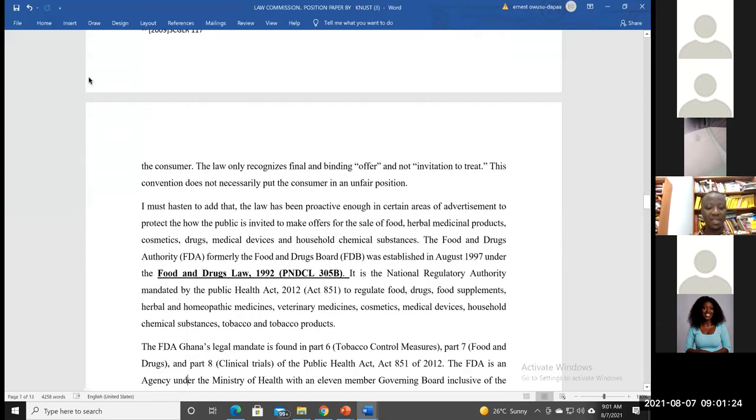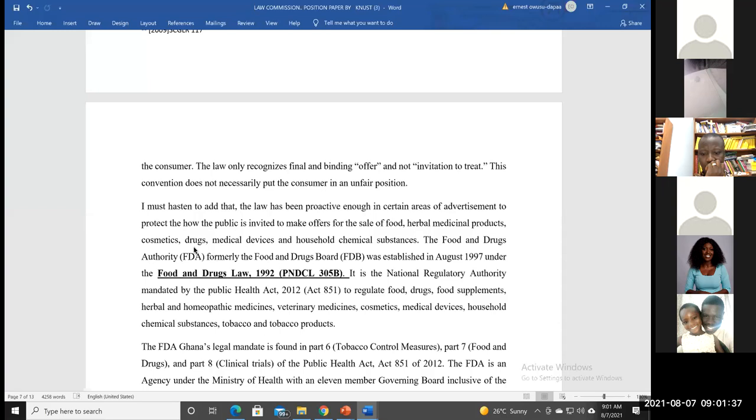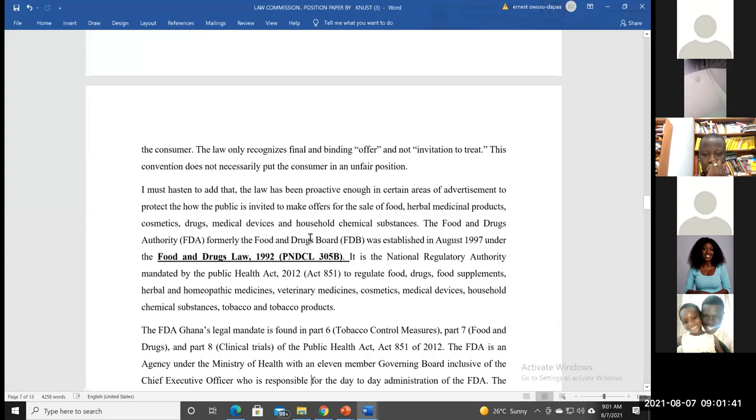I think my hand is up. Yeah, go ahead. Yeah, I want to contribute to that. Yes. The terms and conditions are rules, requirements, and provisions which govern an agreement or a contract.